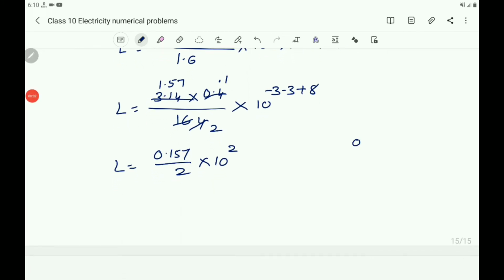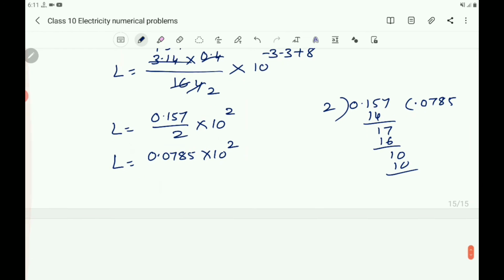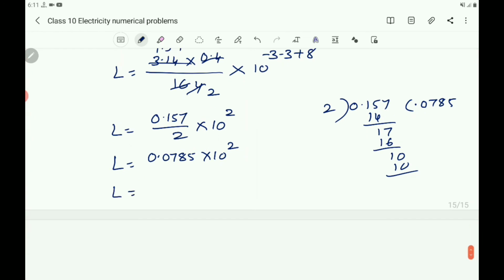So you divide 0.157 by 2. 2 point you will get, and 1 is not divisible, write 0. 2 7s are 14, 1 7, 2 8s are 16, 1 0, 2 5s are 10. So you got that L equals 0.0785 into 10 power 2. That is L equals, take these 2 digits to 0, it becomes 7.85 meter.